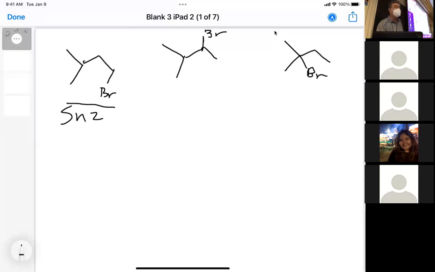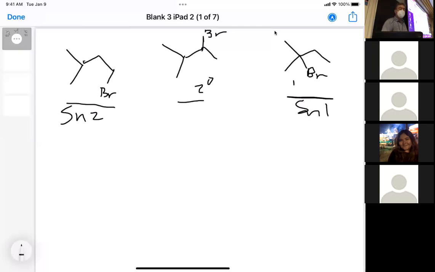This is a primary or secondary or tertiary. The next one over is a secondary. So we need more information because it can be SN1 or SN2. And let's look at our last one. It's a tertiary. So it can only do SN1.